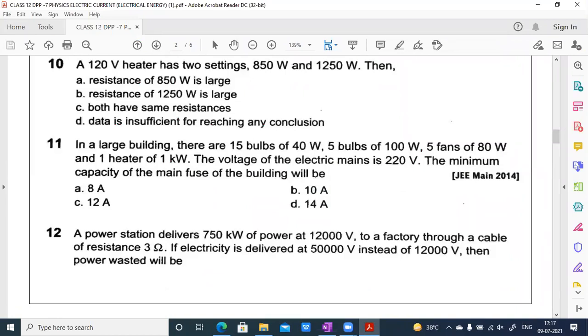Question number 11. In a large building, there are 15 bulbs of 40 watt, 5 bulbs of 100 watt, 5 fans of 30 watt, and 1 heater of 1 kilowatt. The voltage of supply is 220. Find the minimum capacity of the main fuse.